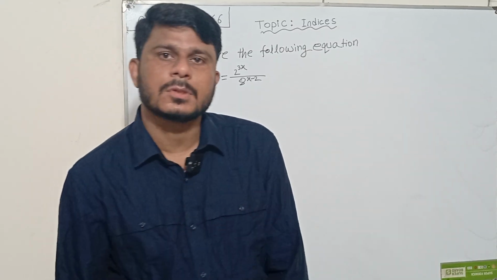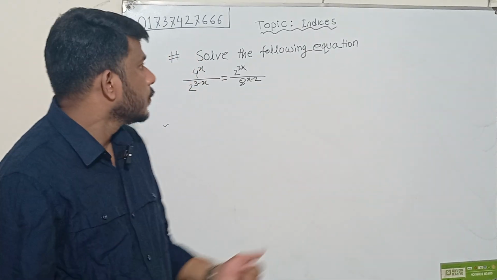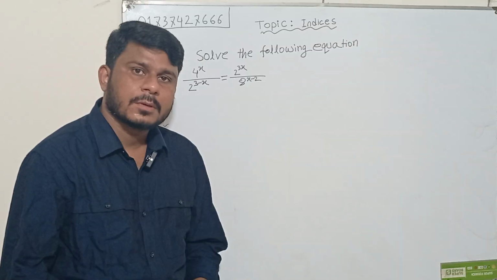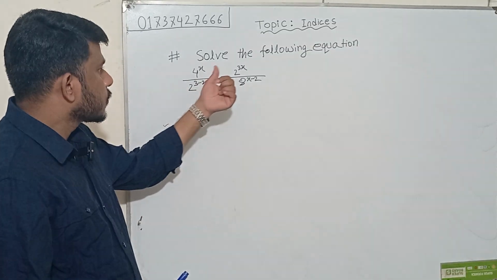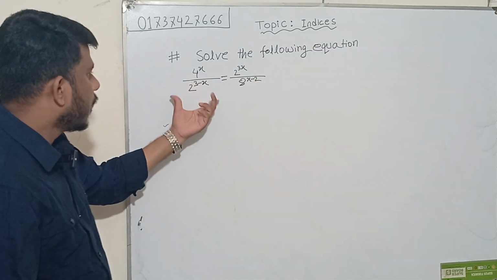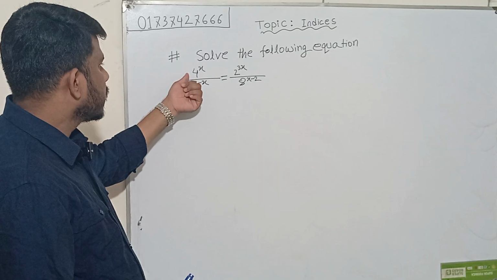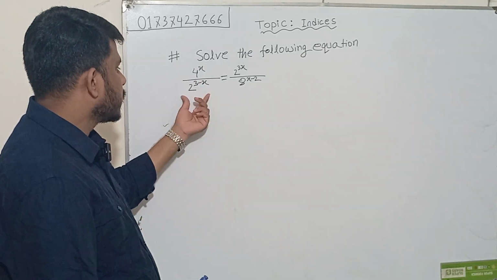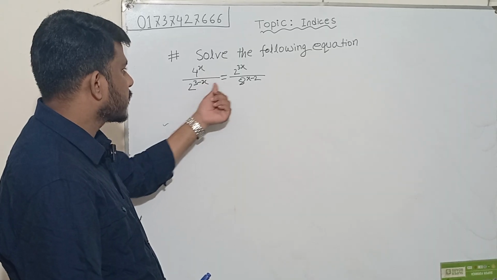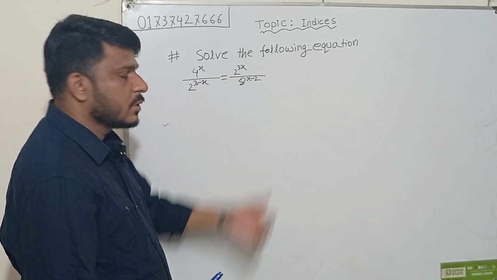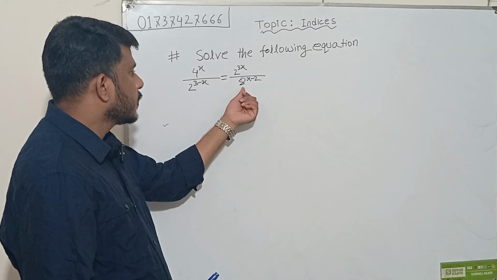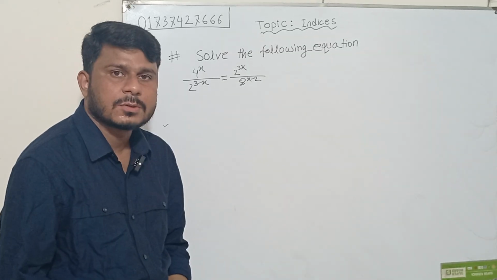Today we are going to solve one math problem from the indices topic. Solve the following equation. As you can see, this is 4 to the power x, and this is 2 to the power 3 minus x, and here 2 to the power 3x and 8 to the power x minus 2.